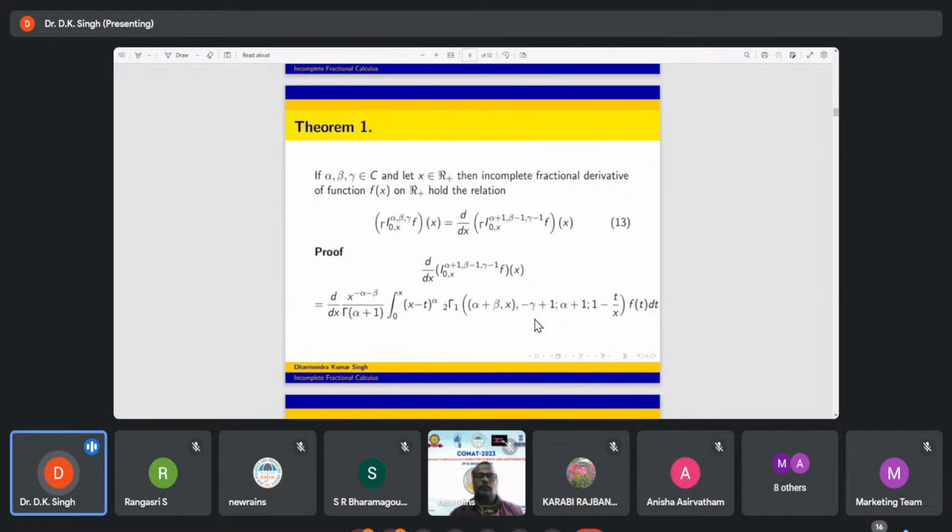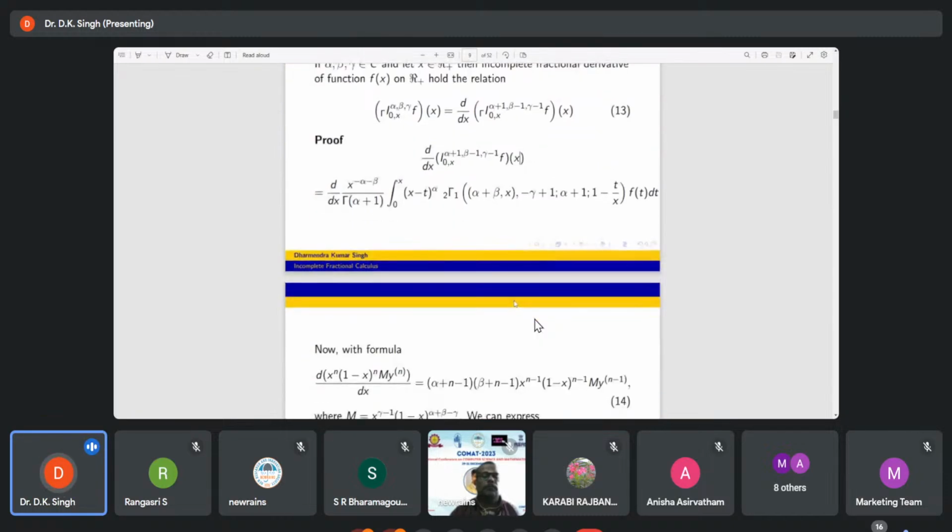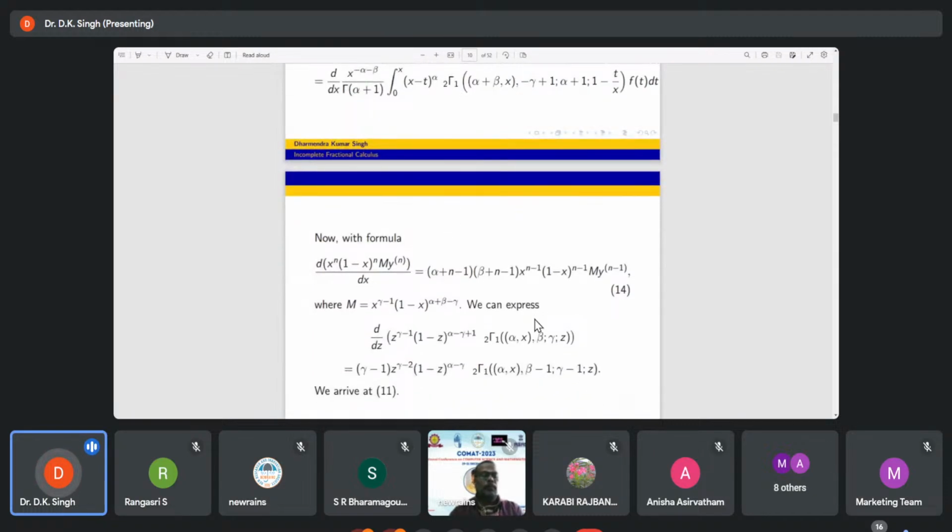So D can be represented as 0 to x, alpha plus 1, beta minus 1, gamma minus 1, f of x. If you represent this incomplete fractional derivative in this form, x over minus alpha, beta, gamma, alpha plus 1, 0 to x, x minus t to the alpha minus 1, 2 gamma 1, and this represents what? The incomplete hypergeometric function of f of t and dt. Now, if you represent this incomplete hypergeometric function in a summation form and use this formula, where n is equal to x over gamma minus 1, minus x over alpha plus beta minus gamma.